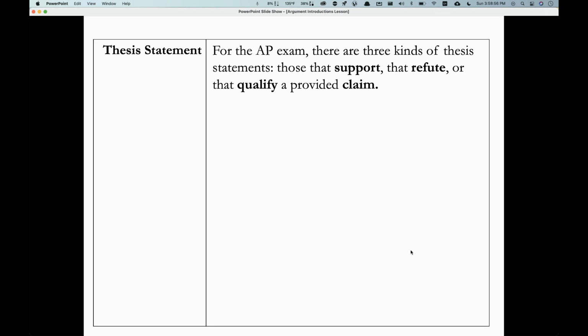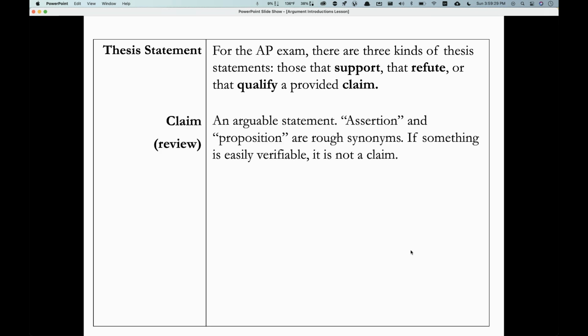So more on the thesis statement. For the AP exam, there are 3 kinds of thesis statements that you might write. Thesis statements that support a claim provided in the argument prompt. Statements that refute the claim. They say the claim is wrong, I disagree, or that qualify a claim. So I agree in some cases, but not in others. And you would have to clarify what were the circumstances in which you agree or disagree.